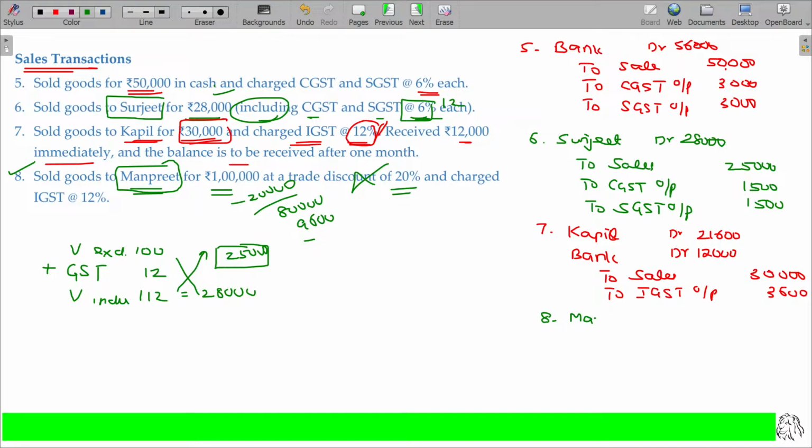Eighth one, Manpreet account debit to sales. The sale value being only 80,000. Always remove the trade discount. And the GST is also calculated on this value. IGST output, this value being 9,600. The overall amount recoverable from Manpreet is 89,600. Shall I move on to the next one? Clear?